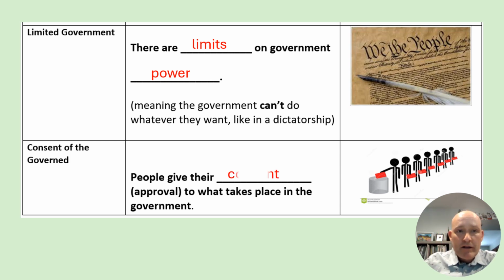And then when we talk about consent of the governed, people give their consent or approval to take part in the government. So it's the people that put people in power. And the only reason the people are in power is because the people say it's okay for them to do that. Okay, that's another one. It's important in our democracy.